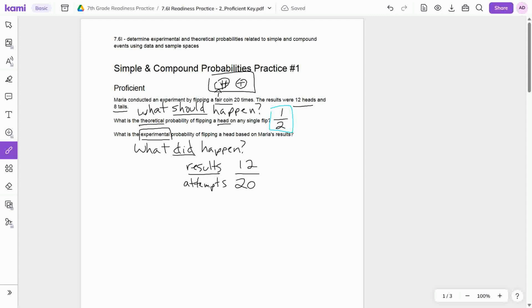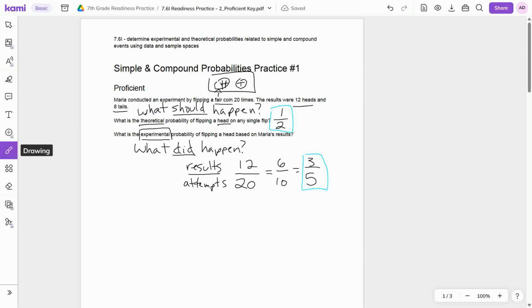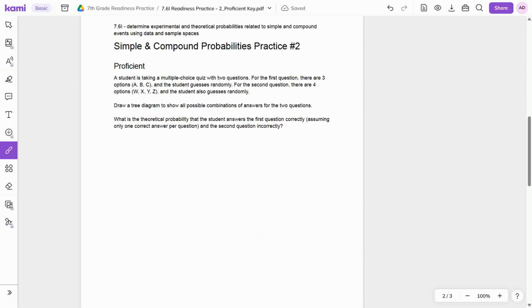Now we need to simplify this, right? So if we divide by half, we're going to get 6/10. We divide by half again, we're going to get 3/5. Or you could have just divided by 4 and got straight to 3/5. But we have about a 3/5, which is larger than 1/2, experimental probability of getting the heads, because experimental probability doesn't always land up the same way that theoretical probability is, random chance.